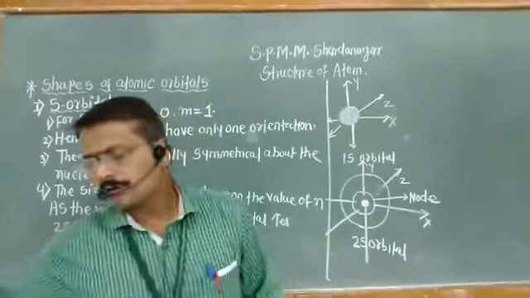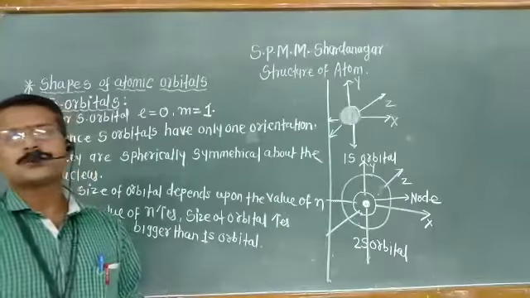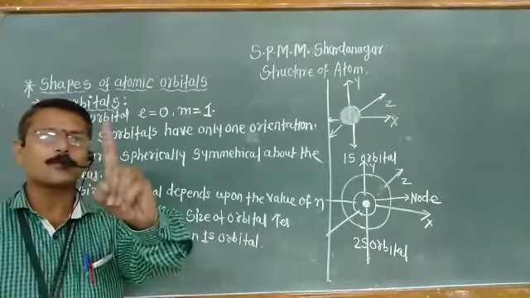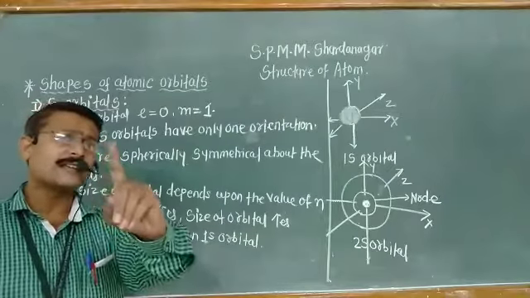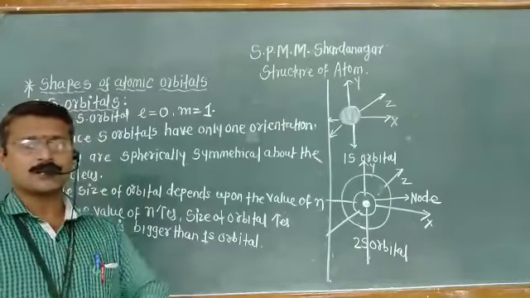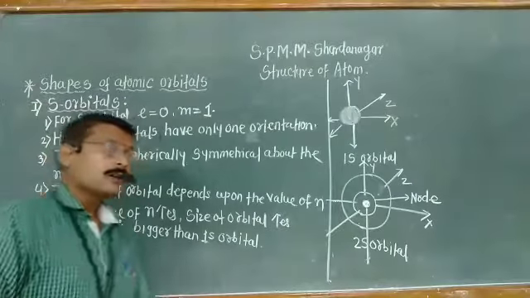When we consider the shape of orbitals, the first orbital is the s orbital. Which orbital? The s orbital.